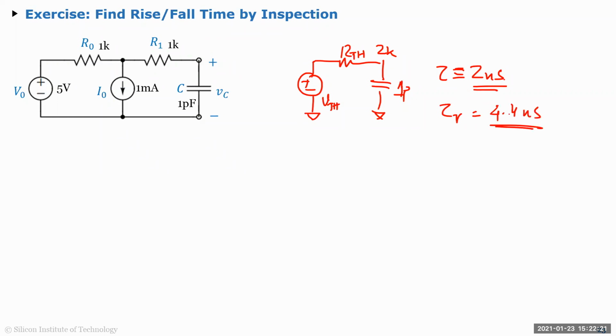And what will be the final value? The final value of the voltage here, VC infinity. What's that? In this circuit, VC infinity is equal to the Thevenin equivalent voltage, VTH, right? And what's VTH?